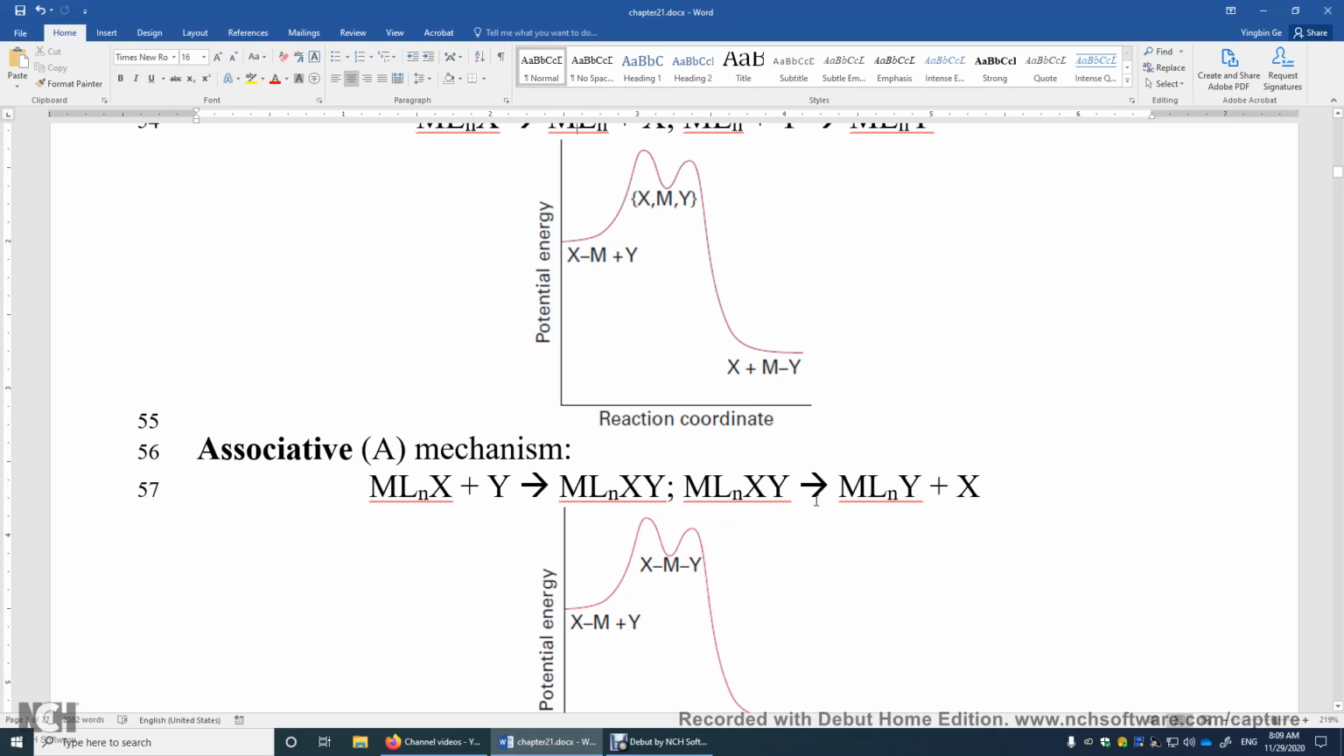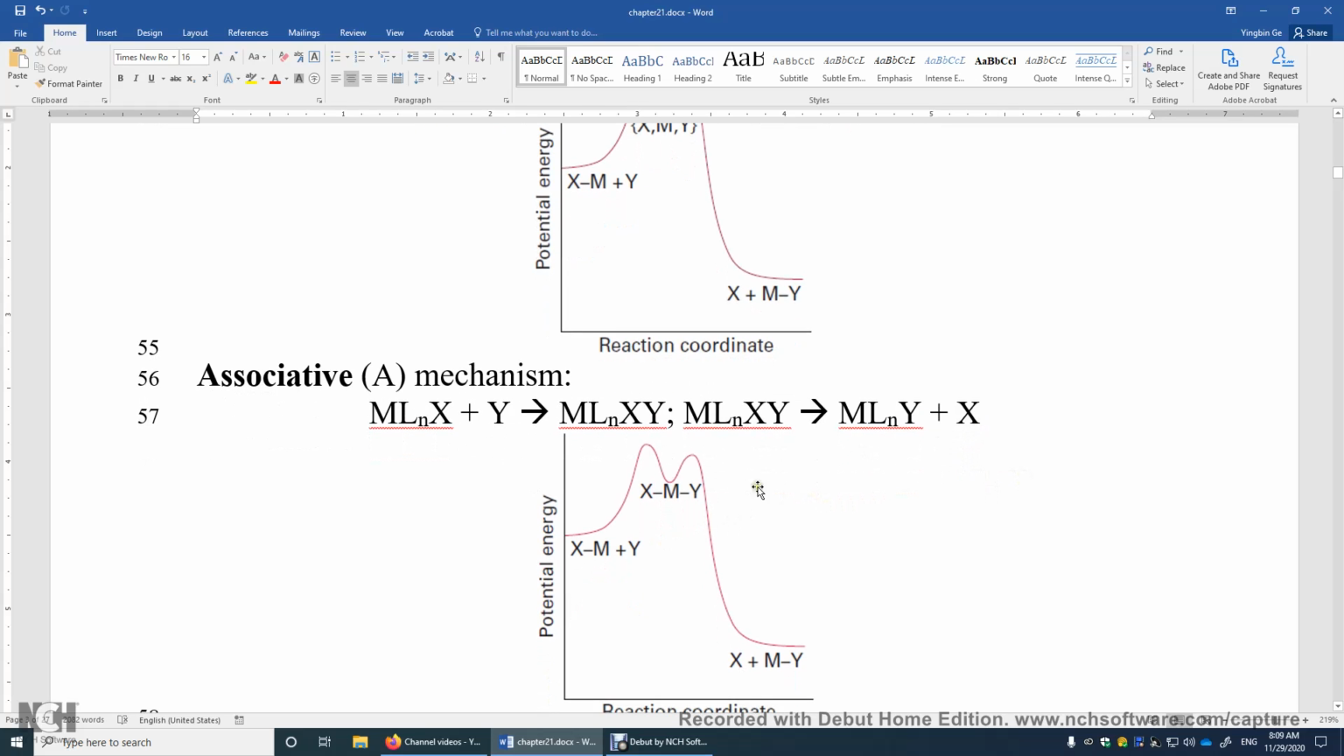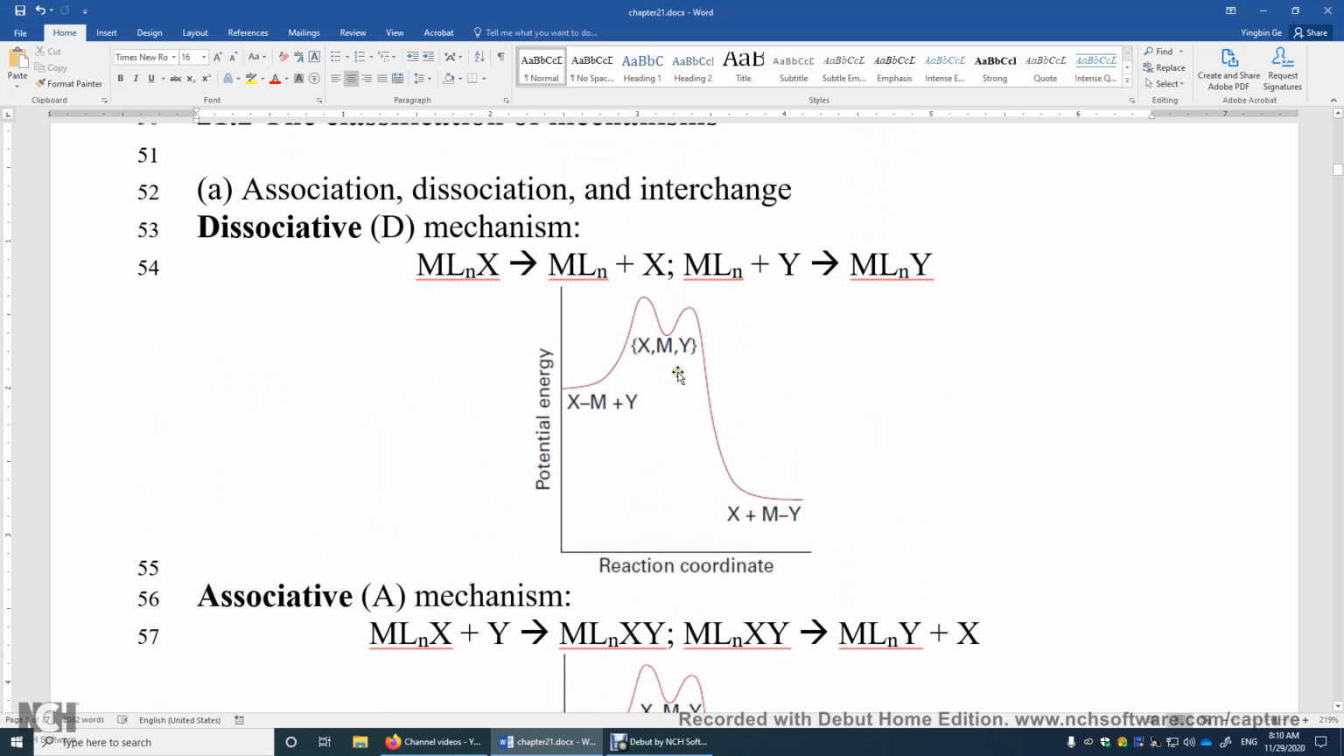The second step, X leaves. That's the second step. Again, this is called the intermediate. It's trapped in the well here. So if you freeze this entire reaction, it's possible to isolate this X, M, Y intermediate. As long as you freeze this entire reaction mixture, it's possible to isolate this out of the mixture. Same here.